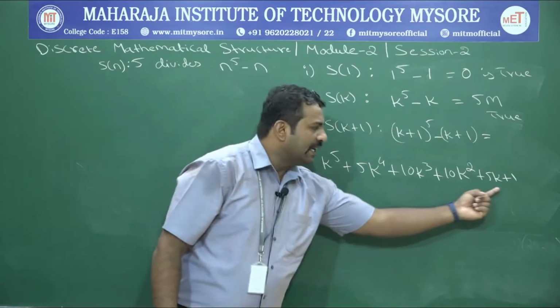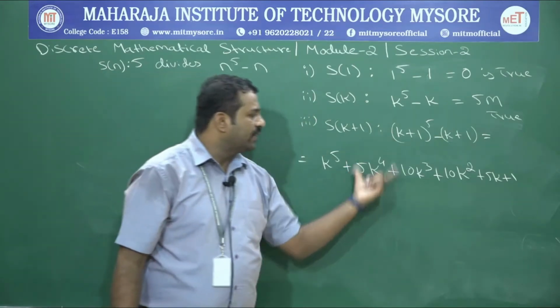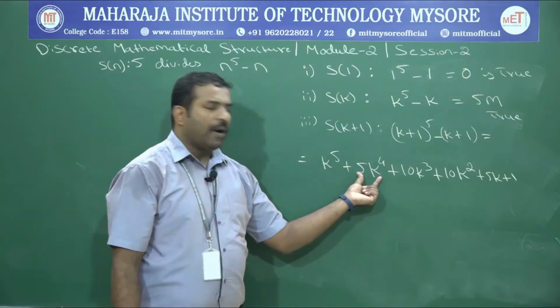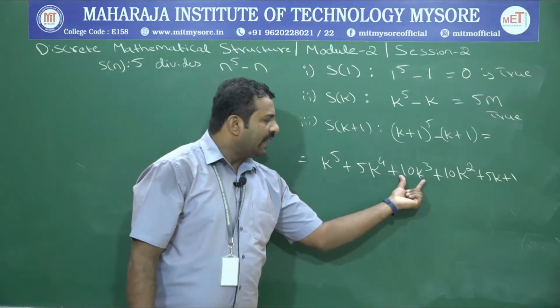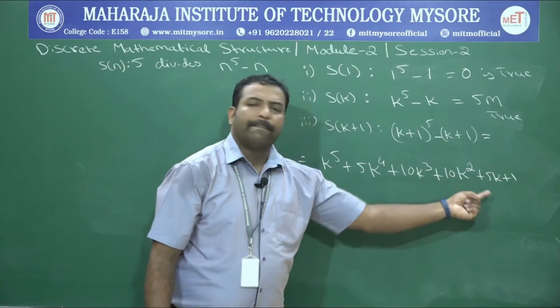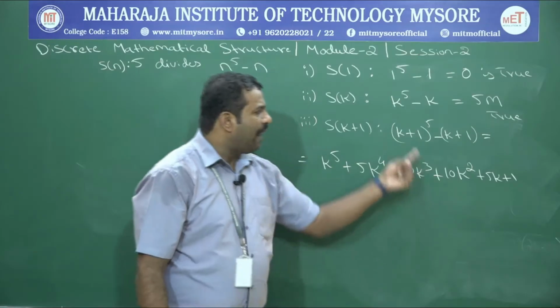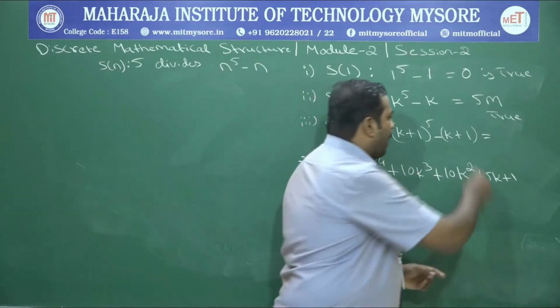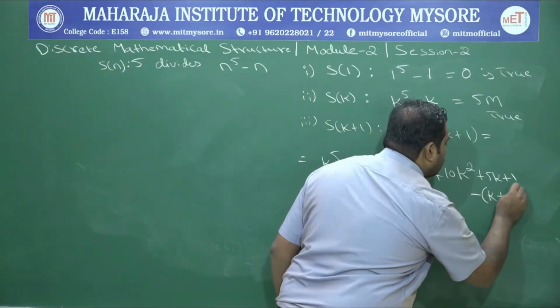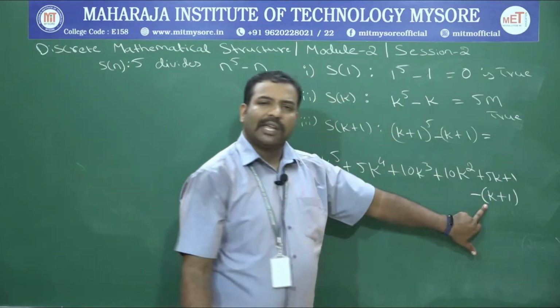I'm going to write it as our expansion of this is going to be k to the power of 5 plus 5k to the power of 4 plus 10k to the power of 3 plus 10k squared plus 5k plus 1. Now this is what exactly we are going to expand. Along with this, I am going to have minus (k plus 1).